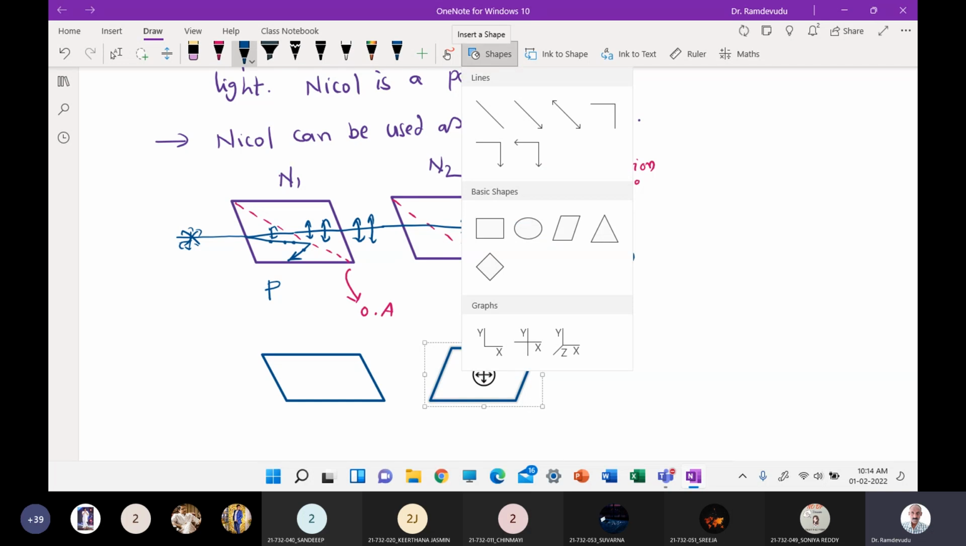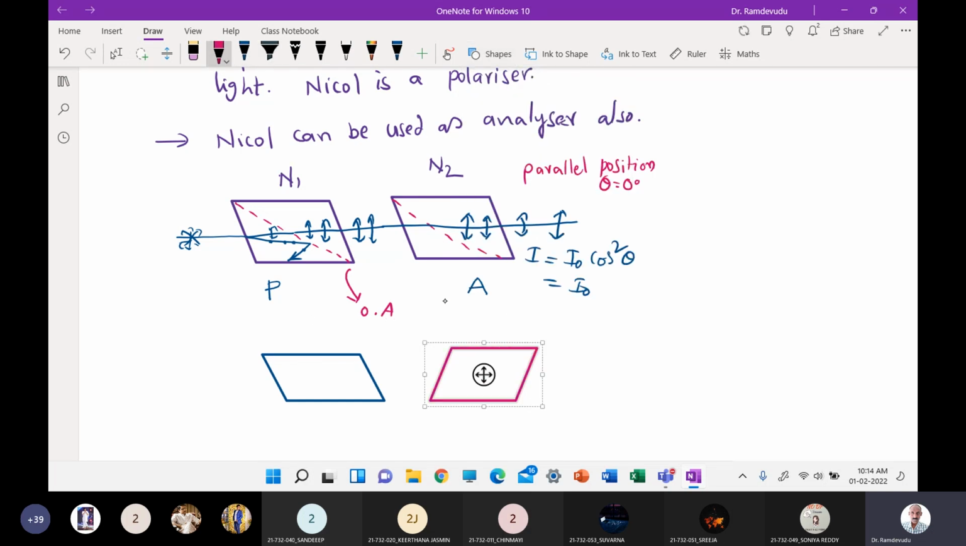Now I take that this is the incident ray, and this is the optic axis of the principal section, and this is the principal section for this, which are perpendicular to each other. Generally, the crossed position will be shown like this in the figures. So we say this is a crossed position. Crossed position means that their optic axes are perpendicular to each other, that is, theta is 90 degrees.